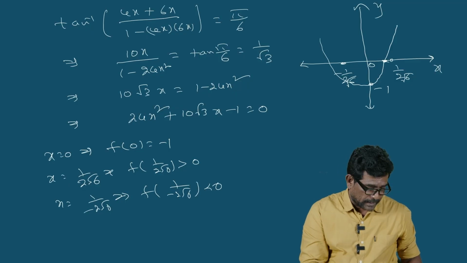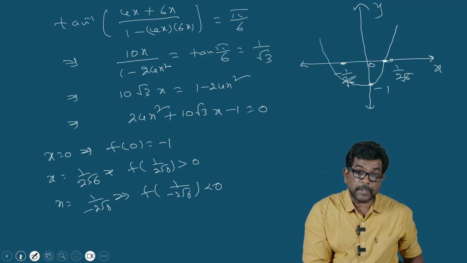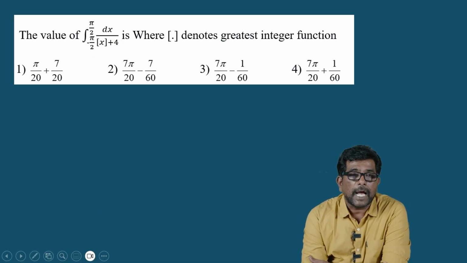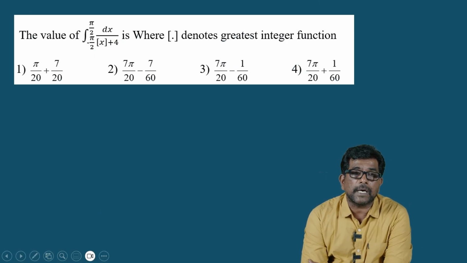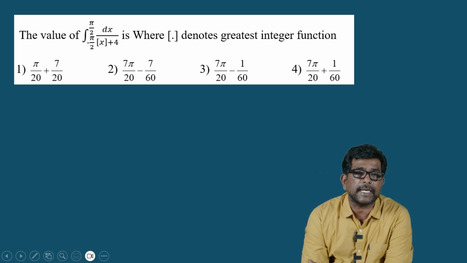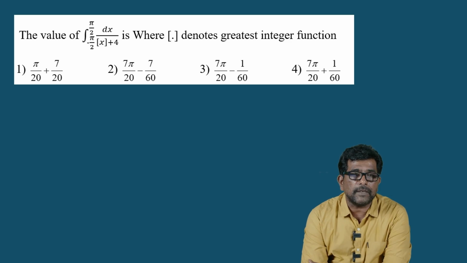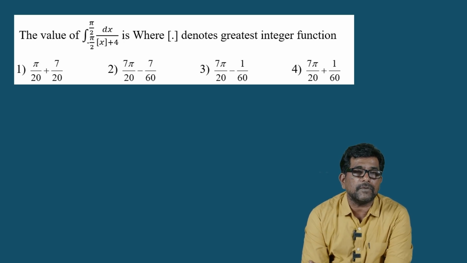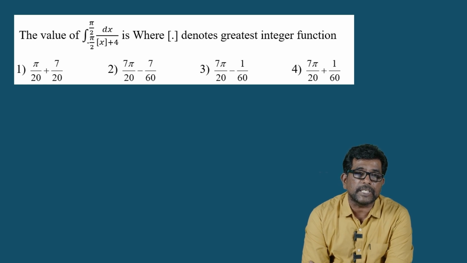Now the next one is the next question. Observe the next question. The next question is related to definite integration, and it is a combination of definite integration and the greatest integer function concept. That is, you observe the question, the value of integral minus pi by 2 to pi by 2 dx upon integral part of x plus 4 is the value they are asking, where the box represents the greatest integer function.